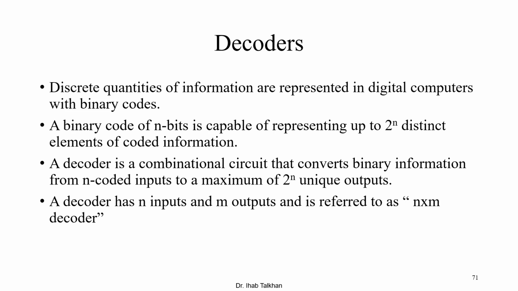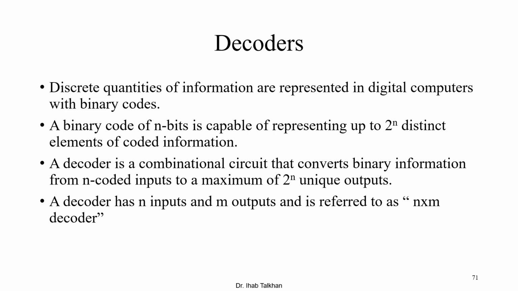A decoder is a combinational circuit that converts binary information from n coded inputs to a maximum of 2 power n unique outputs. As I mentioned, if you have an n coded system with n inputs, you will get 2 power n unique outputs, and this is defined for the information. This is, as we mentioned before, a truth table configuration. A decoder has n inputs and m outputs, and is referred to as an n by m decoder.